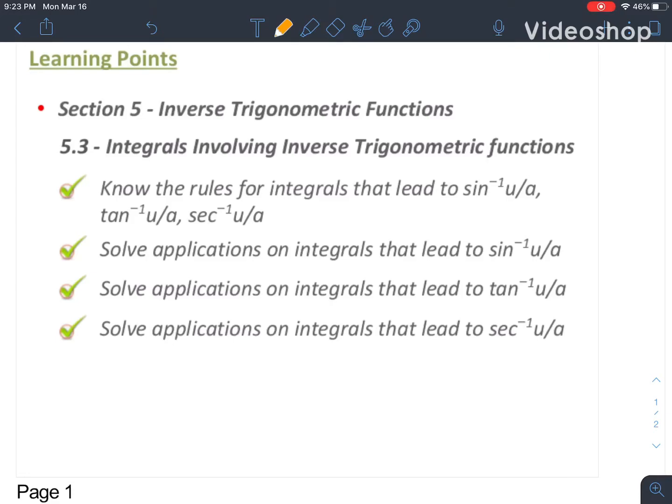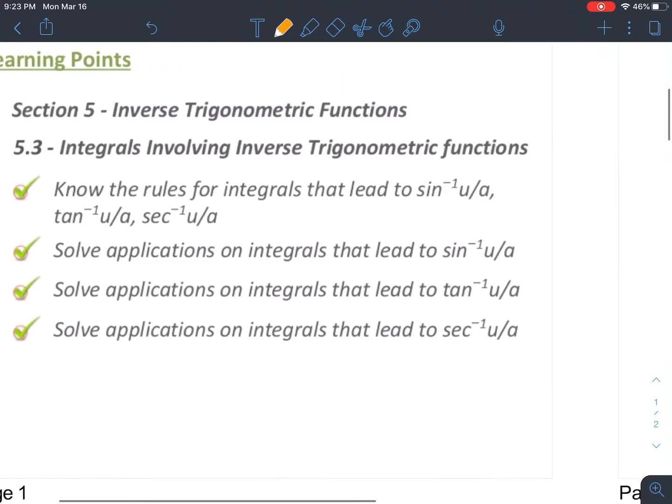Hey everybody, just as a reminder, back in term 2 we learned how to find the derivative of our inverse trig functions. And what we're going to do now is do that in reverse. We are going to take some sort of expression and integrate it back into arcsine, arctangent, or arcsecant.